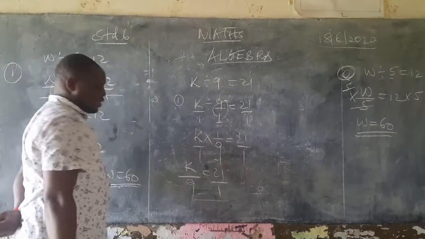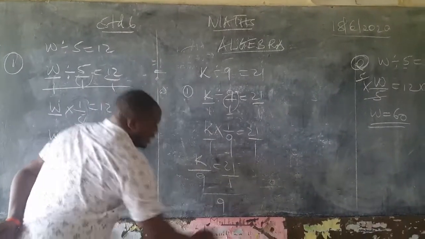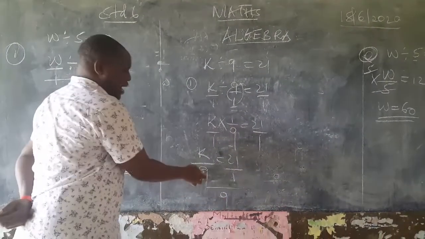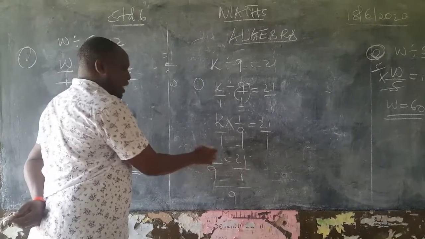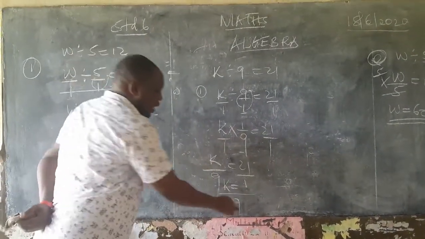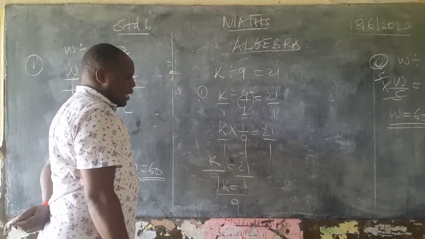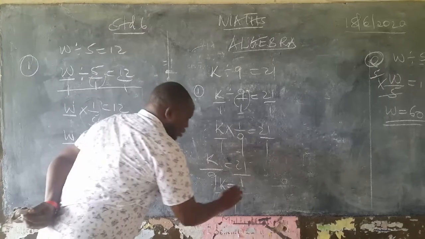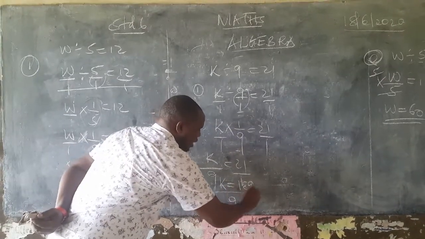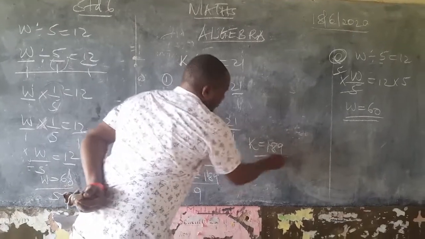You get the LCM. 9 and 1, the LCM is 9. 9 divided by 9 is 1. 1 times k is 1k, which is written as k, is equivalent to 9 divided by 1, which is 9, times 21, which is 189. So this is going to be 189. So the value of k is equal to 189.